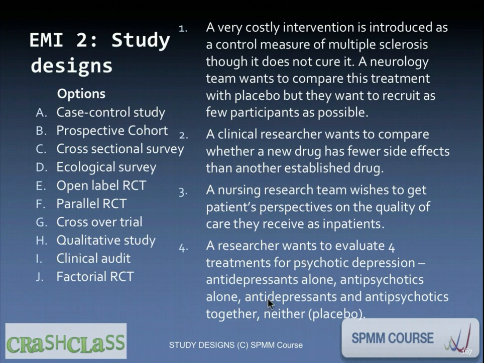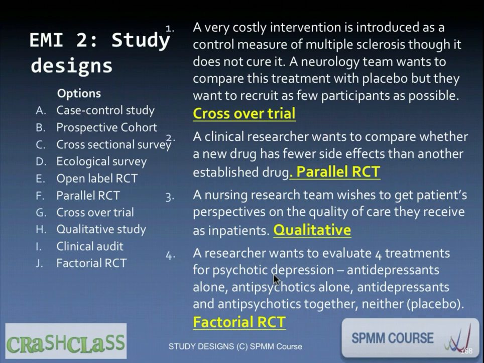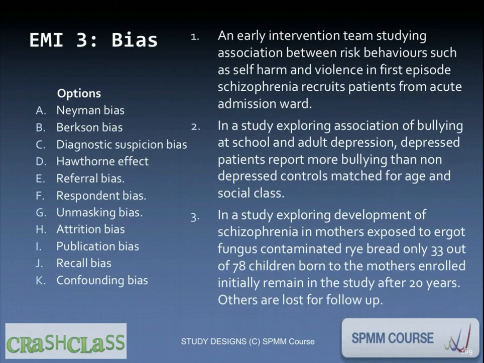4, a researcher wants to evaluate 4 treatments for psychotic depression: antidepressants alone, antipsychotics alone, antidepressants and antipsychotics together, neither. That is placebo. So you have a 2x2 model here, 2 treatments and 1 interaction. So this is a factorial RCT. So the answer is J for the last one. So the answers are given here: crossover RCT, parallel RCT, qualitative study, and factorial RCT. So that's EMI 2. Let's move to EMI 3.